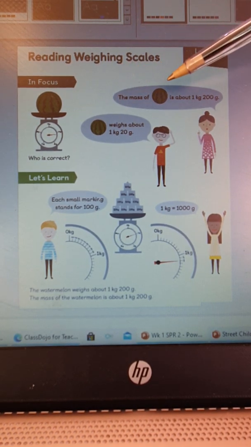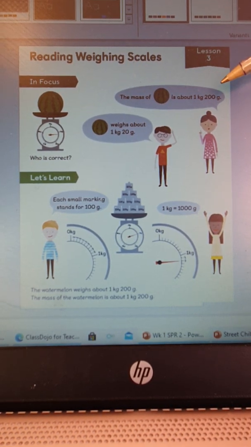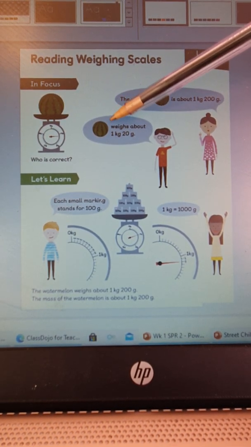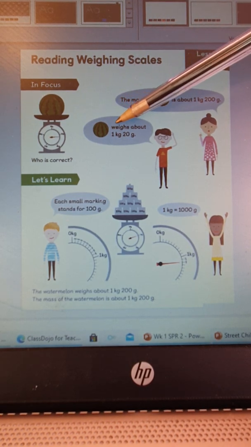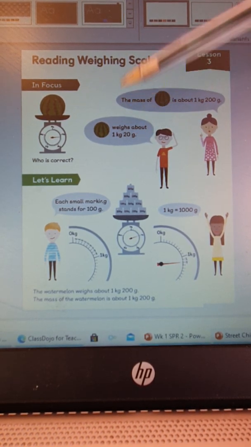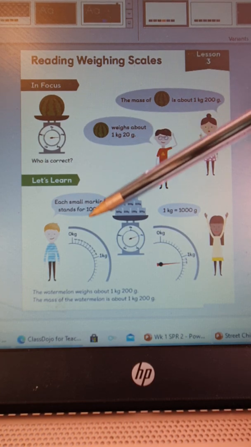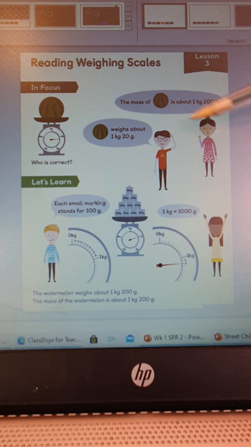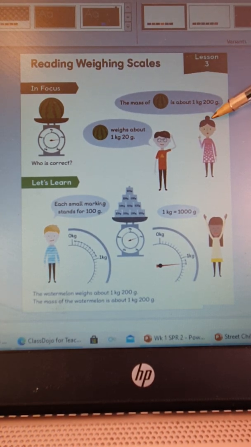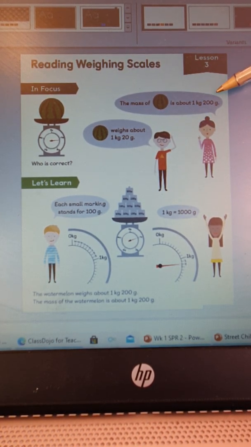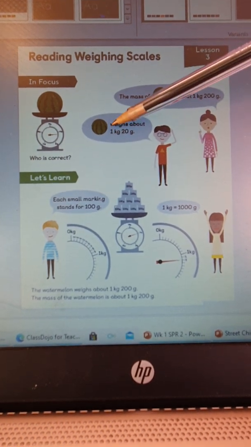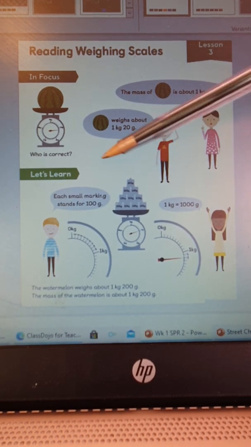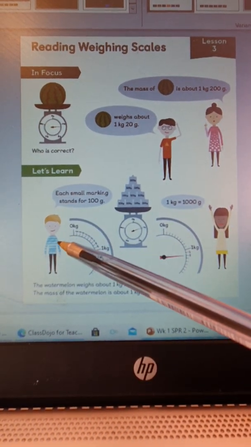It says the mass of the melon is about 1 kilogram 200. So it weighs 1 kilogram and 20 grams, it's saying on here. So let's just have a look. It says each small marking stands for, so they've got two different opinions. One says it stands for 1 kilogram 200, and the other one says it stands for 1 kilogram and 20 grams. I think that's Ruby. Is that Charles? So let's have a look. And I think that's Sam.